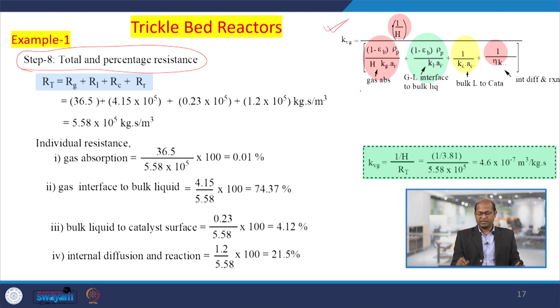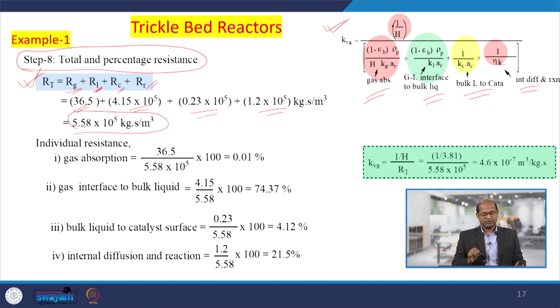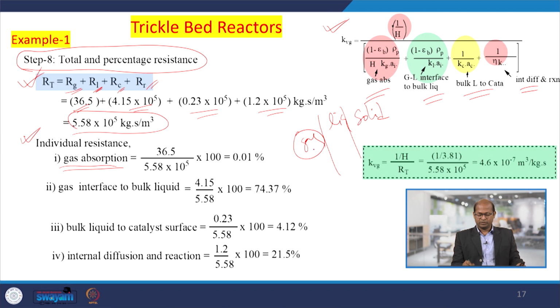So, these are our kVg values, and that is how we find the individual resistances. Then we sum up: RT equals the gas, liquid, and then the bulk liquid to the catalyst surface, and this is inside. So, these are the values we have found out. If we sum up, this is the total resistance. Then we can find the individual resistance for gas absorption: gas in the bulk, this is liquid, this is gas, and this is solid.